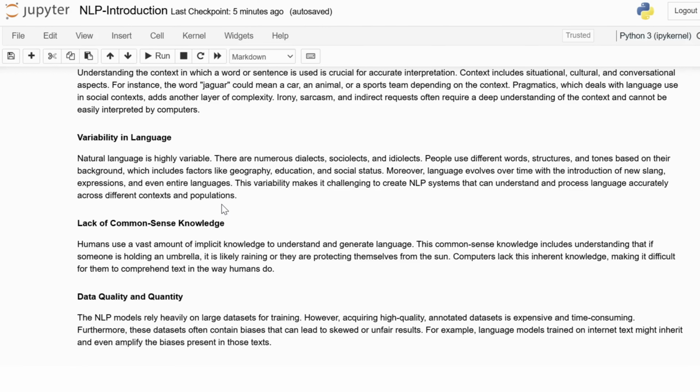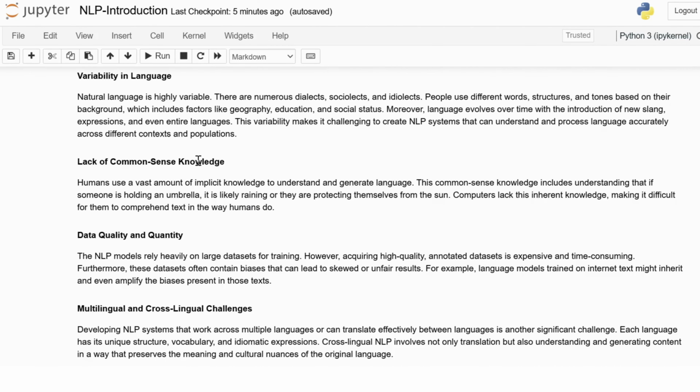One more challenge is the lack of common sense knowledge. As we know, humans use a vast amount of implicit knowledge to understand and generate language. This common sense knowledge includes understanding that if someone is holding an umbrella, it is likely raining or they are protecting themselves from the sun. Computers lack this inherent knowledge, making it difficult for them to comprehend text in the way humans do.